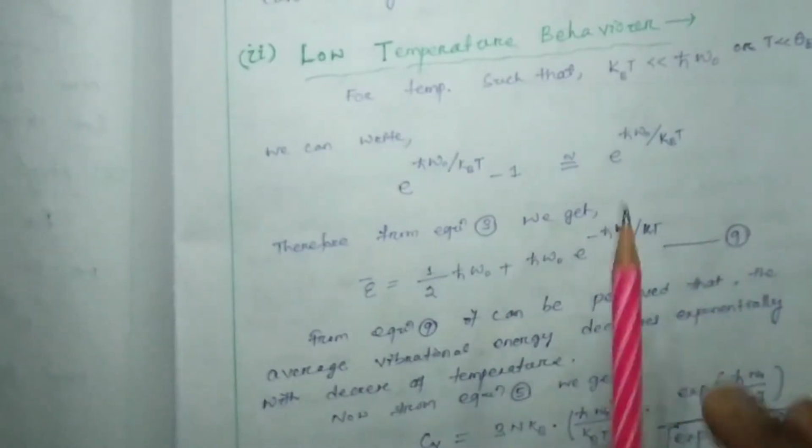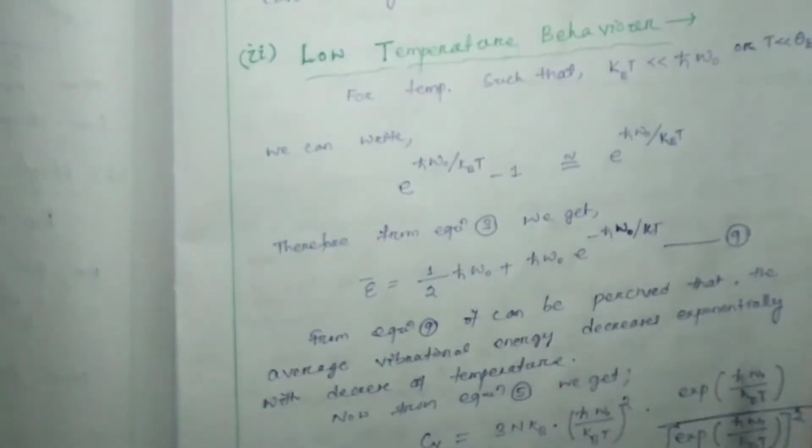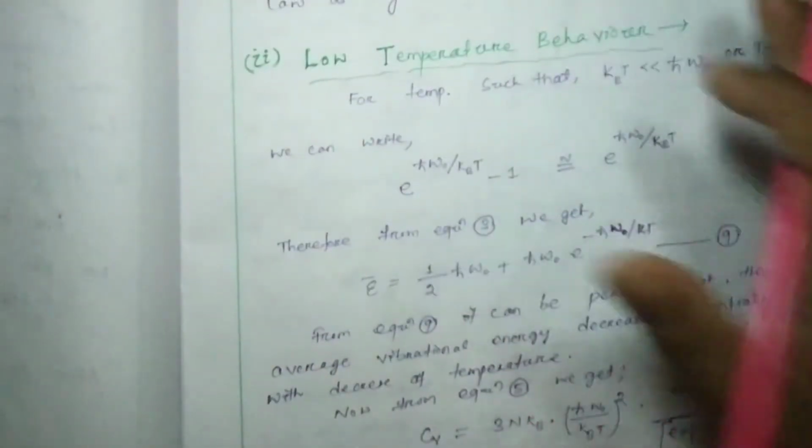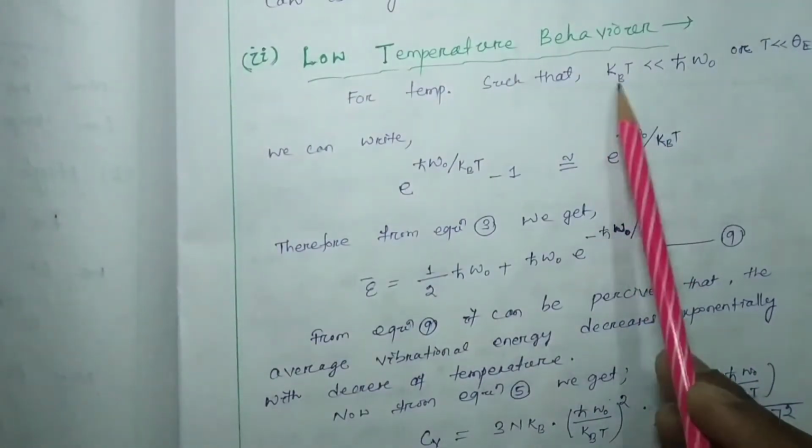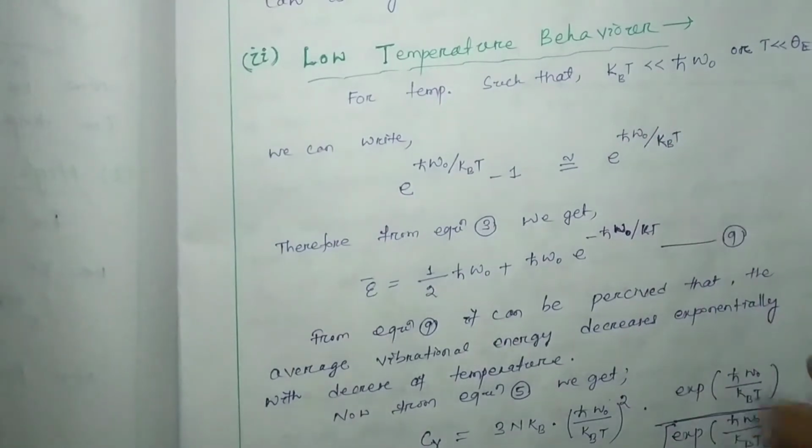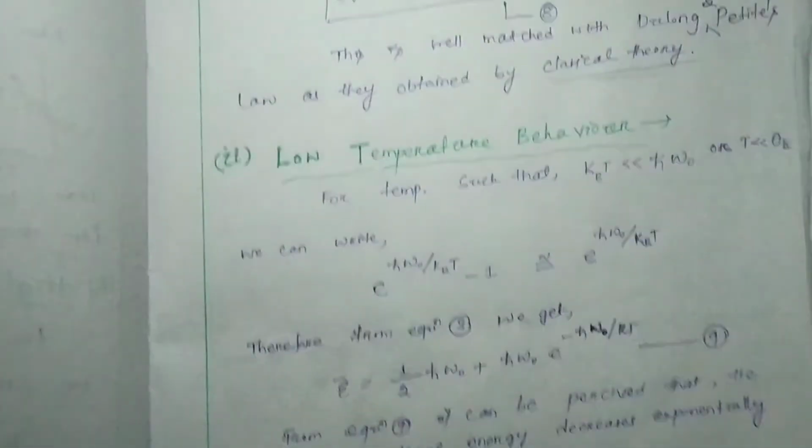Okay, not exactly, but it is explained how it is, you just watch. For low temperature, such that KBT is less than that of the H cross.